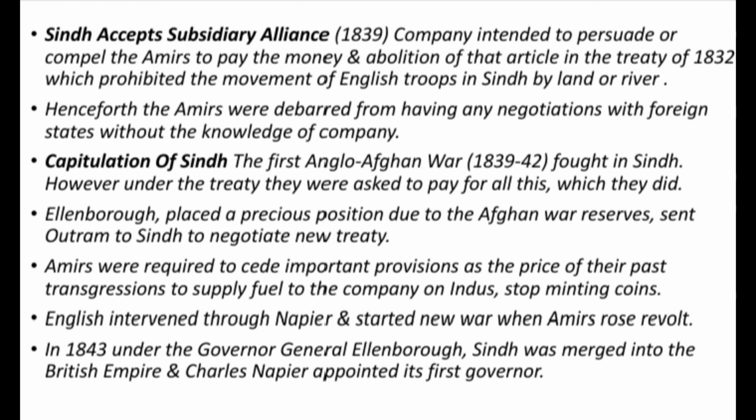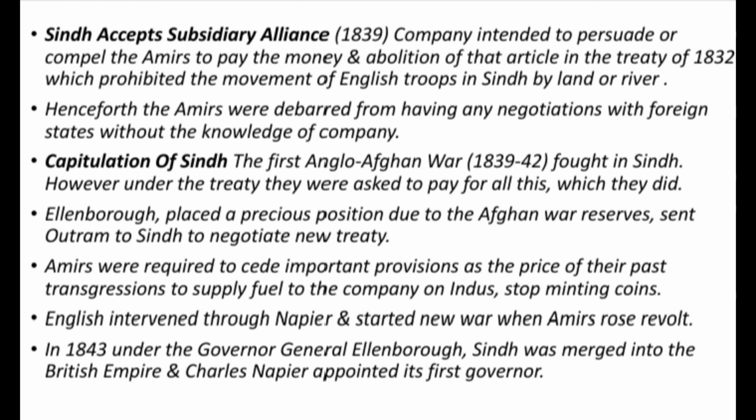The first Anglo-Afghan War, 1839 to 42, fought on the soil of Sindh, was never liked by the emirs of Sindh, neither did they like the presence of the British troops in the region. However, under the treaty they were asked to pay for all this, which they did. They were not rewarded or thanked for their services, but were charged with hostility and disaffection against the British government, and the emirs were charged with treasonable activities against the British. Ellenborough, placing the precarious position due to the Afghan war reserves, sent Outram to Sindh to negotiate a new treaty.